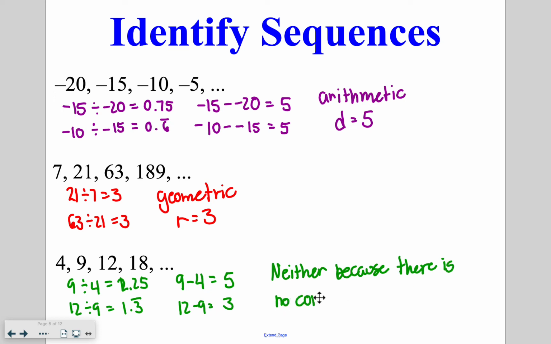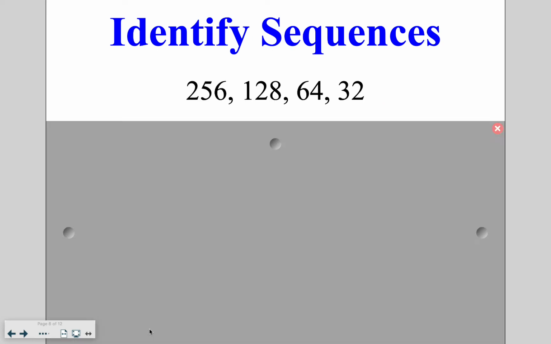And it doesn't matter that it could be adding, subtracting, multiplying, and dividing. It does not matter. There just is not a consistent pattern. So go ahead and identify this type of sequence on your own.